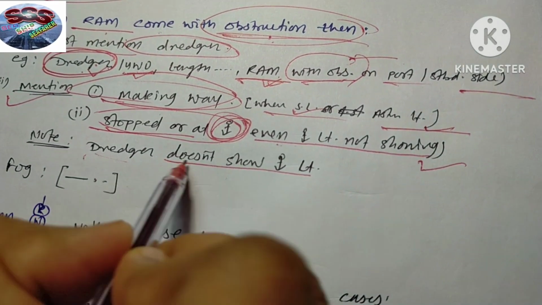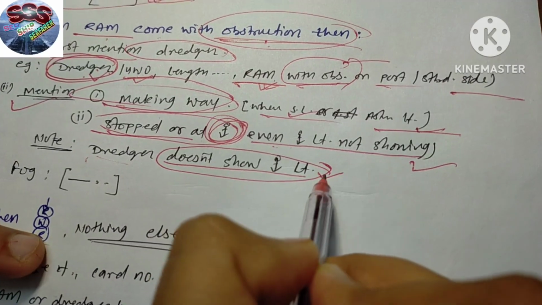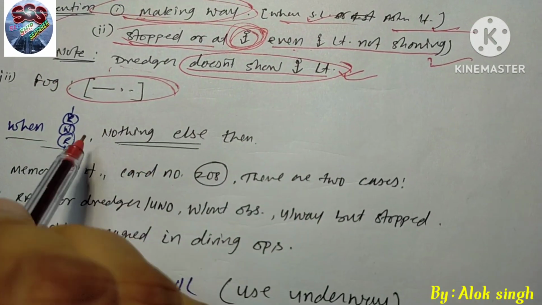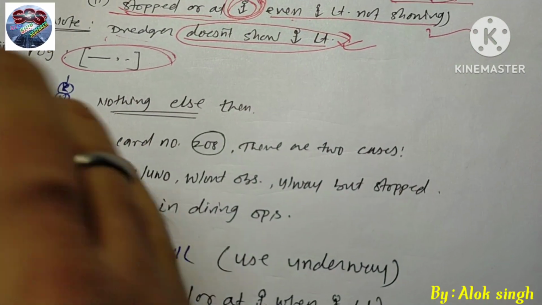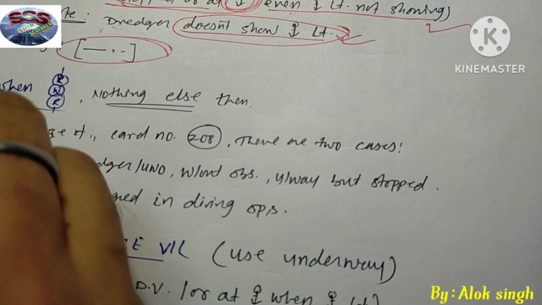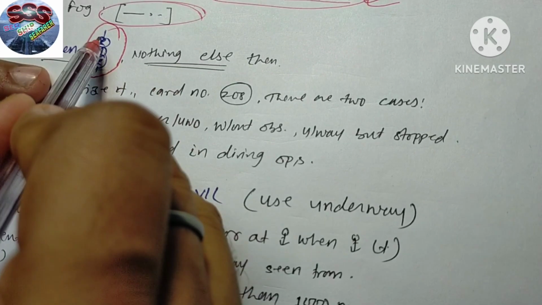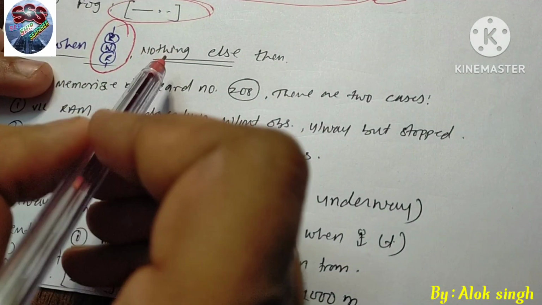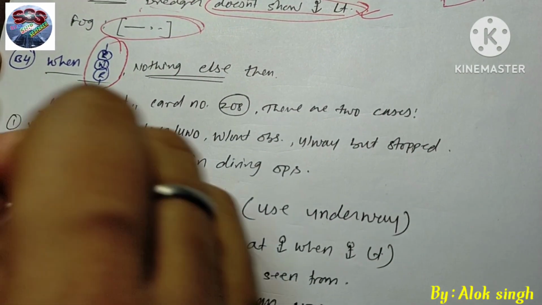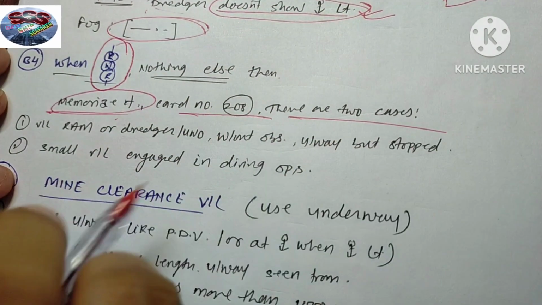Even anchor light is not showing. So the dredger does not show anchor light; make it a highlight. And fog signal is the same as usual, one prolonged, two short blasts. And an additional thing in this vessel, in card number 208: only red light is showing, nothing else. In that condition, just memorize this card, card number 208.